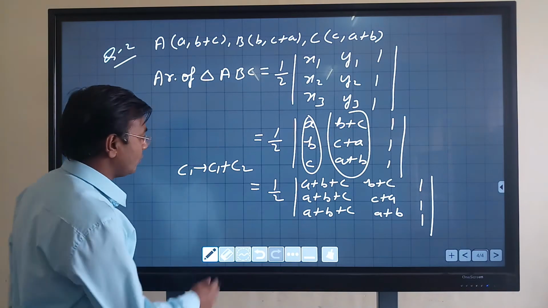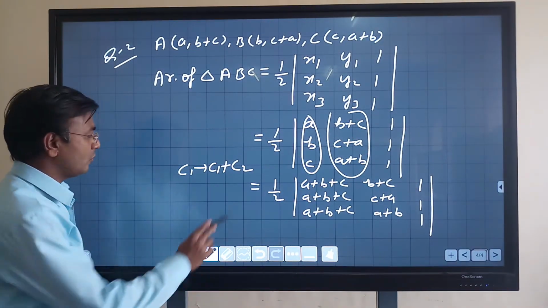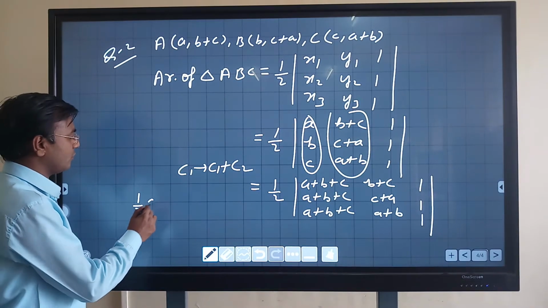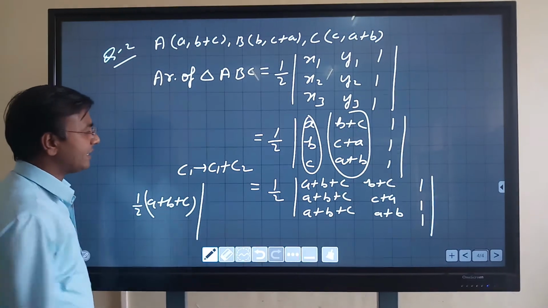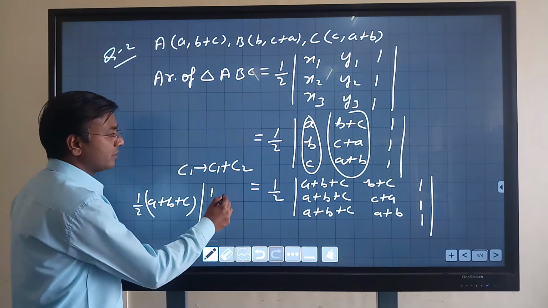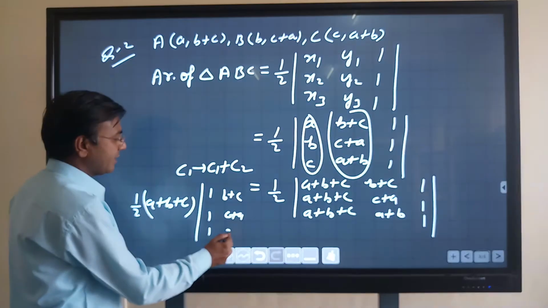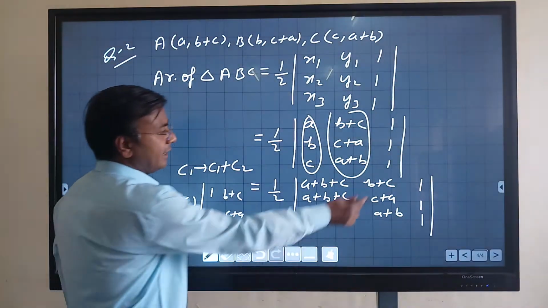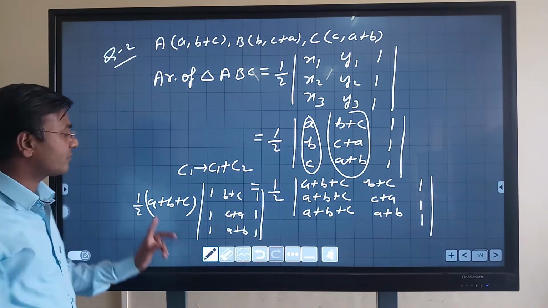Okay. So now we see that this A plus B plus C is what? Common. So we can take 1 by 2 times A plus B plus C common. So what we will get? 1, 1, 1 and then B plus C, C plus A, A plus B, and the constant 1, 1, 1.